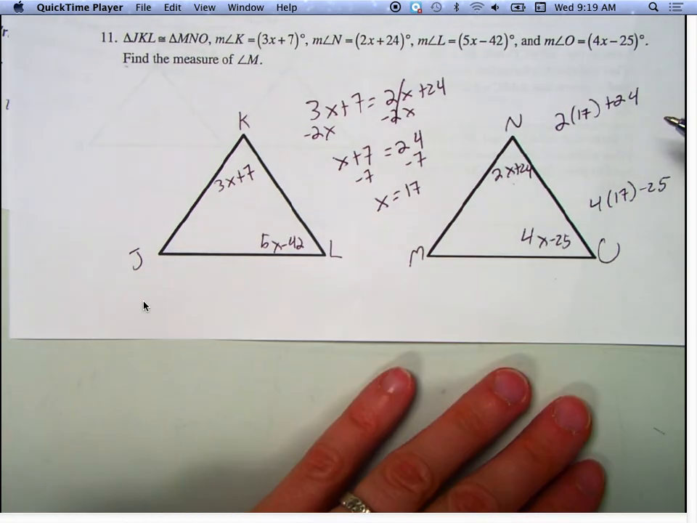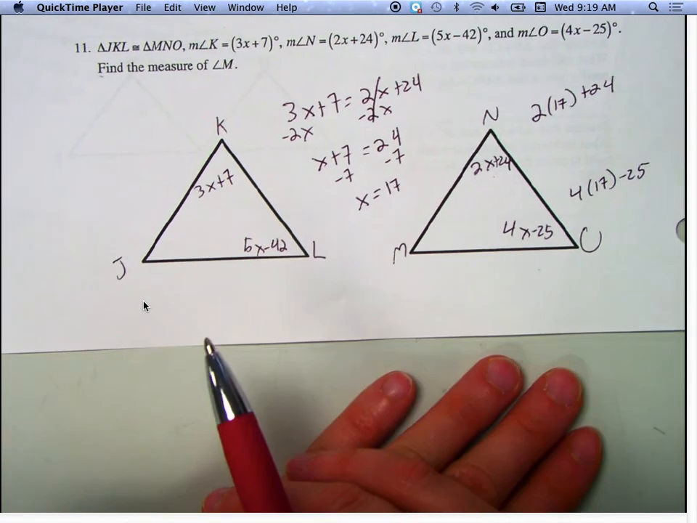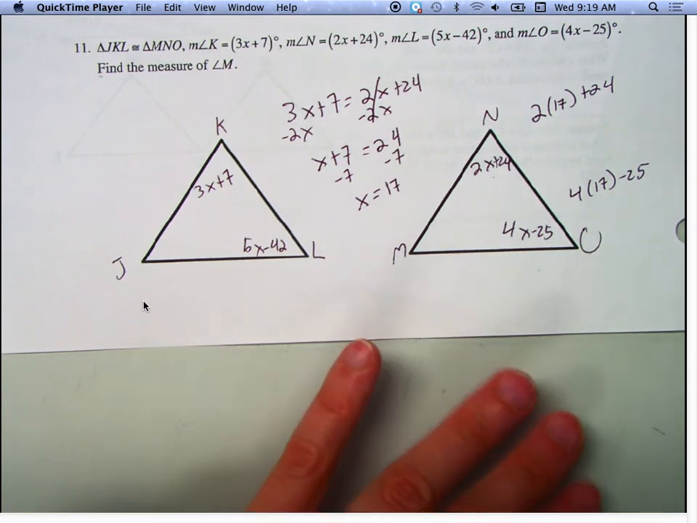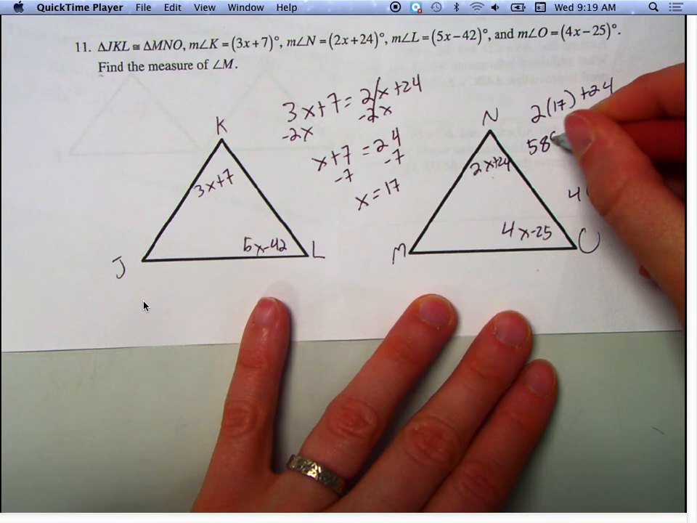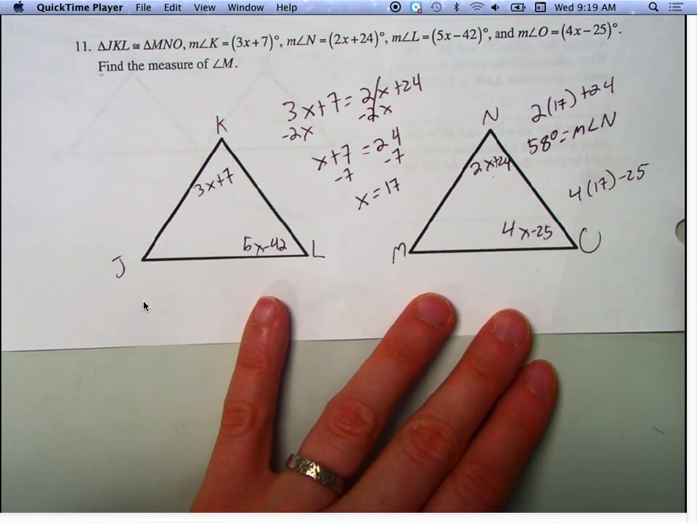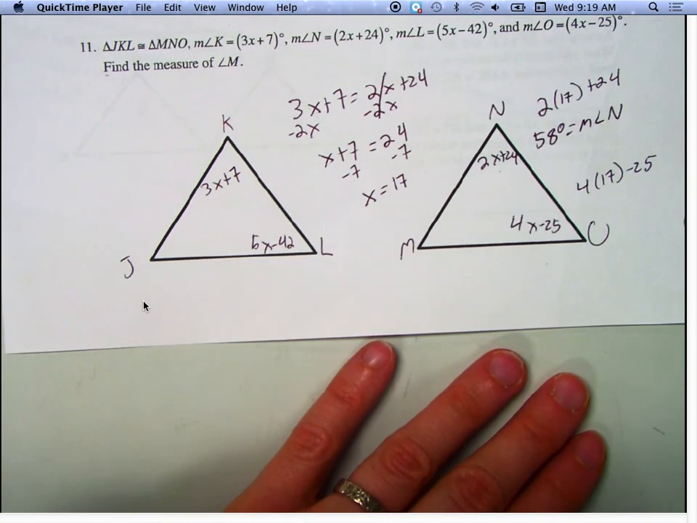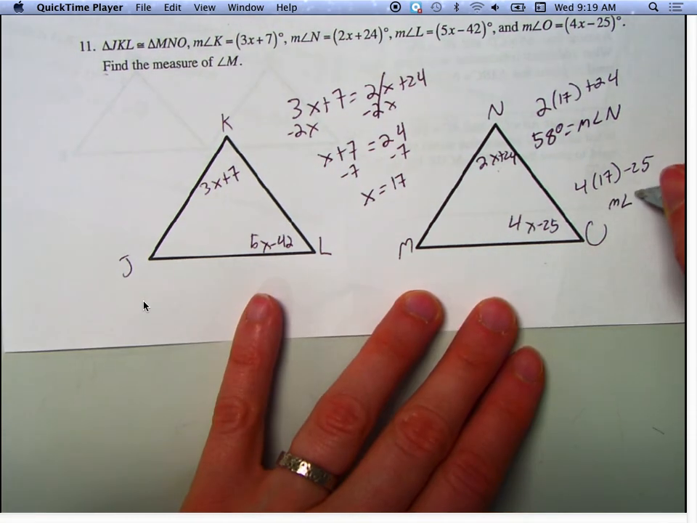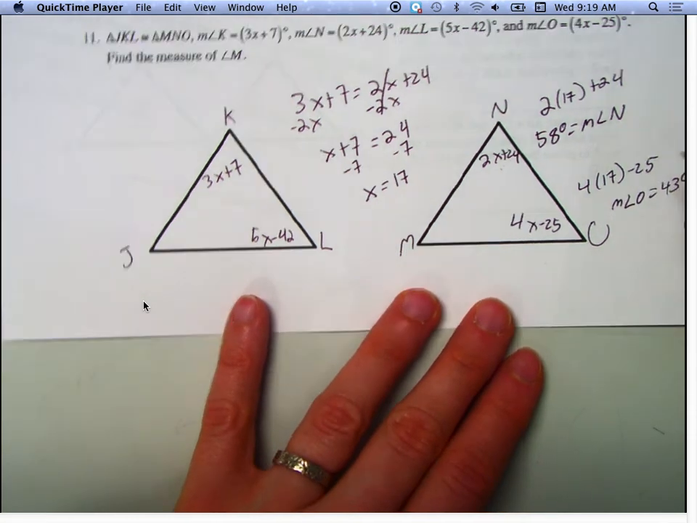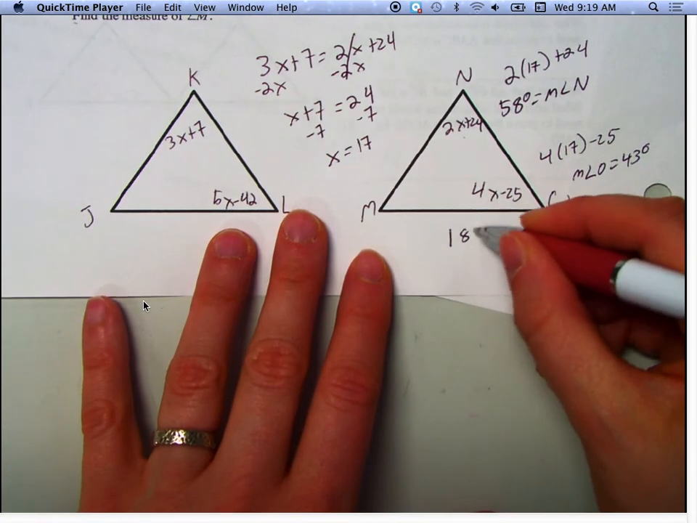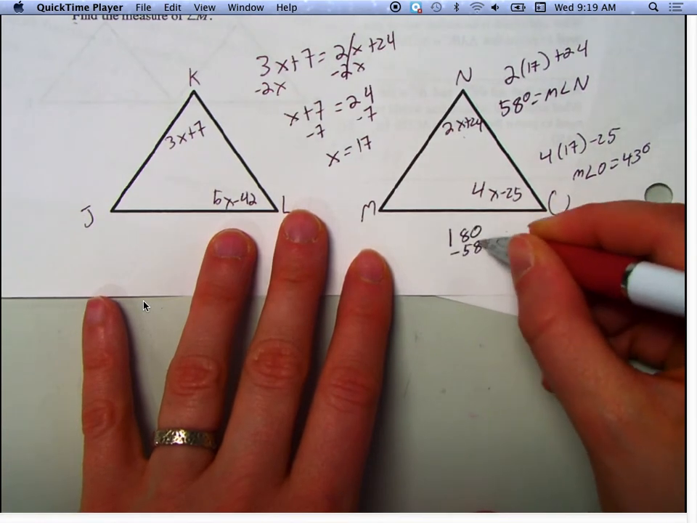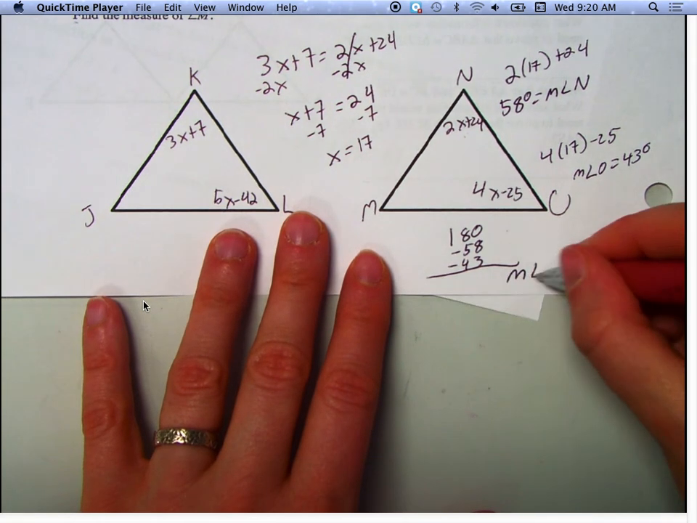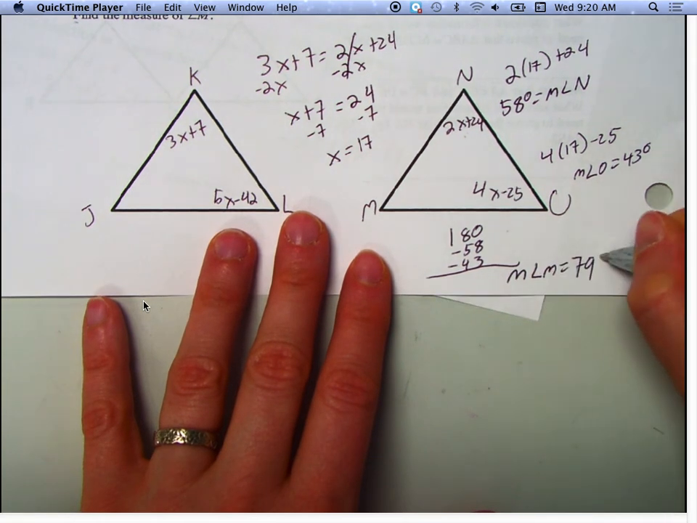Okay, somebody do this for me. What's 2 times 17 plus 24? You've got a calculator right in front of you. What is it, 58? So N is 58. And what's 4 times 17 minus 25? 43. And the measure of angle O equals 43. So now I'm going to do 180 minus 58 minus 43. What do I get? 79. The measure of angle M equals 79, and I'm done.